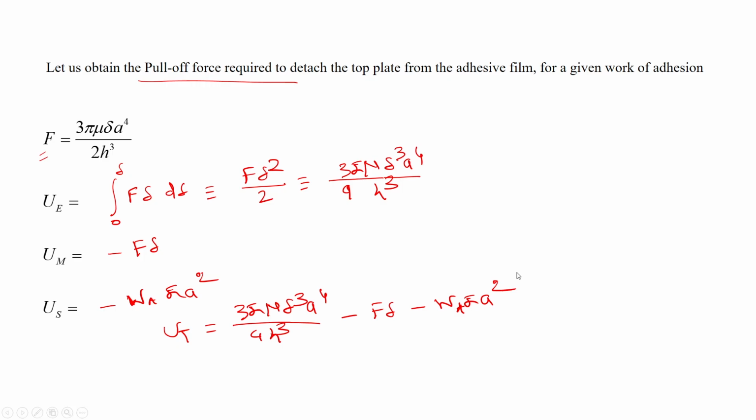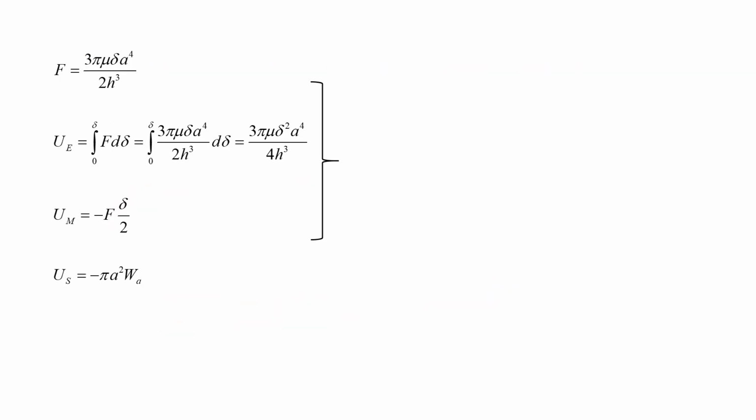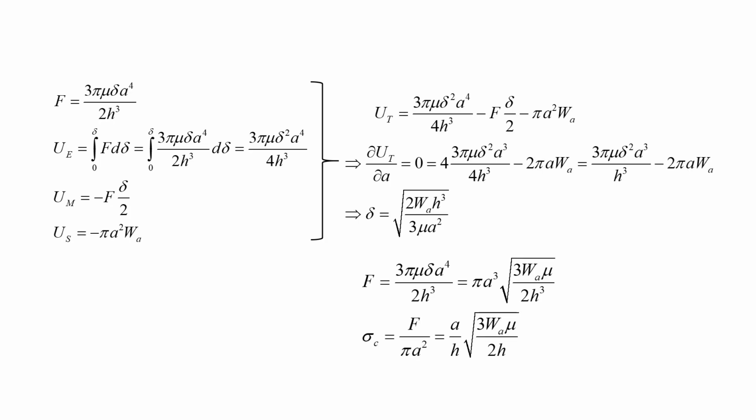So, we have got the elastic energy, the mechanical potential energy, and the surface energy. We add up all that and now minimize it with respect to a. We have already done a similar thing, so I am going a little fast here. If we minimize it with respect to a, you put del U_T by del a equal to 0, and that leads to this derivation.